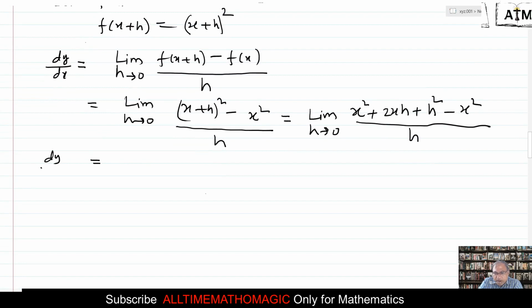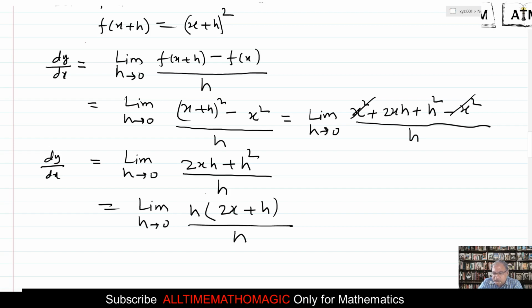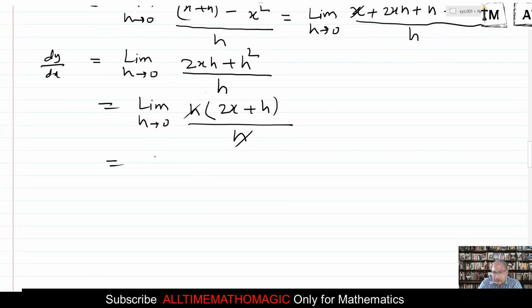So now dy by dx equals limit h tending to 0. Here x square cancelled. We get 2xh plus h square upon h. Now we will take h common in the numerator. So h times 2x plus h upon h. h gets cancelled, and so we get limit h tending to 0 of 2x plus h.